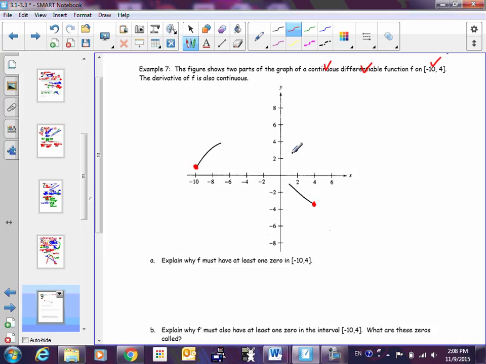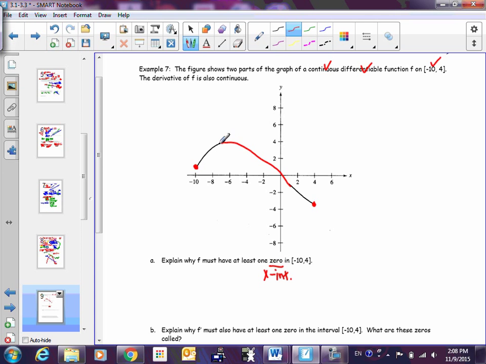Okay, so here we're going to answer these questions first experimentally. A, explain why f must have at least one 0. And here 0 is just that good old x-intercept. So I want you to raise your hand if your graph has at least one x-intercept. Does anybody's not? Do you think someone could draw the graph to where they do not cross the x-axis? No. Right, then the graph has to be continuous.